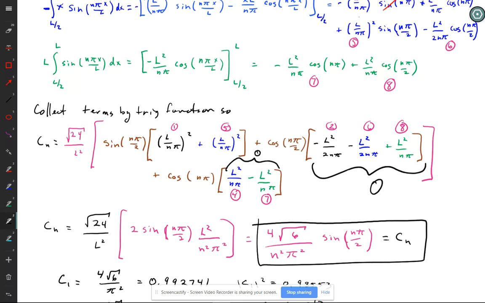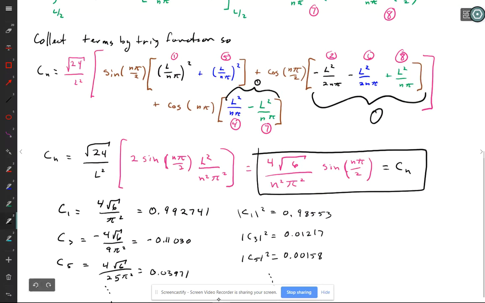So yeah, I tried to do each one of them separately and find the values for each one separately and then put them together. And that makes your life a lot harder because then nothing disappears. And so you're left then with the square root 24 over L squared times just that first term. And then you see the L squared and L squared are going to cancel.